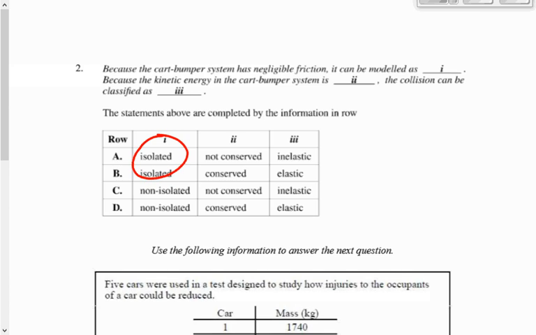Because kinetic energy in this cart bumper system is not conserved, right? We went from 1.2 to 0.69, then it must be an inelastic collision. The answer will be A for that.